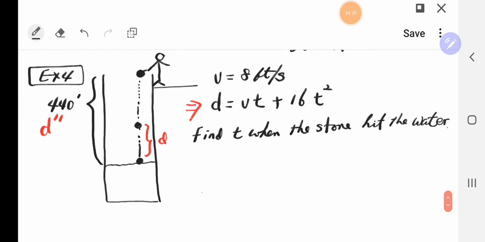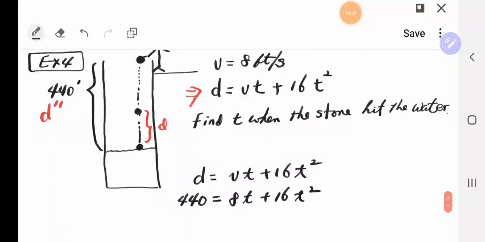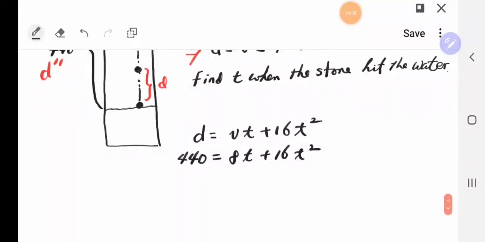So from this equation, d is equal to vt plus 16t squared. Let's replace d and v. So d is 440 feet, and v is 8 feet per second, t plus 16t squared. So we have an equation like this, and from this equation, let's find t. Then the value of this t will be the second when the stone hits the water.